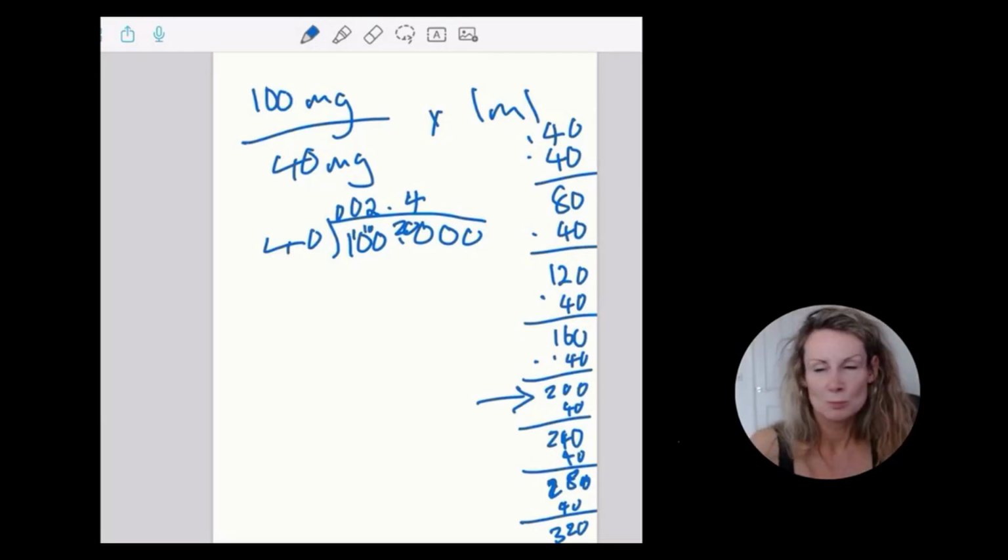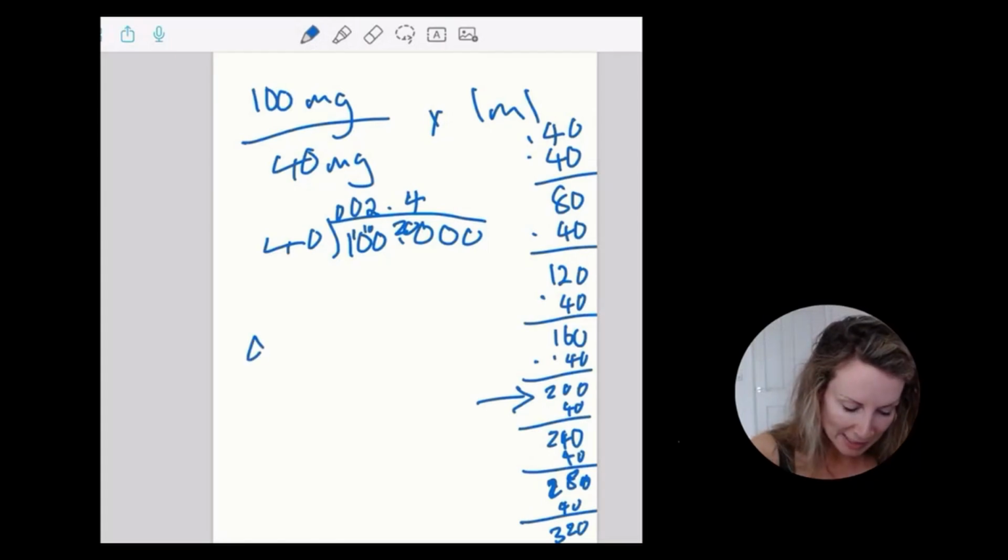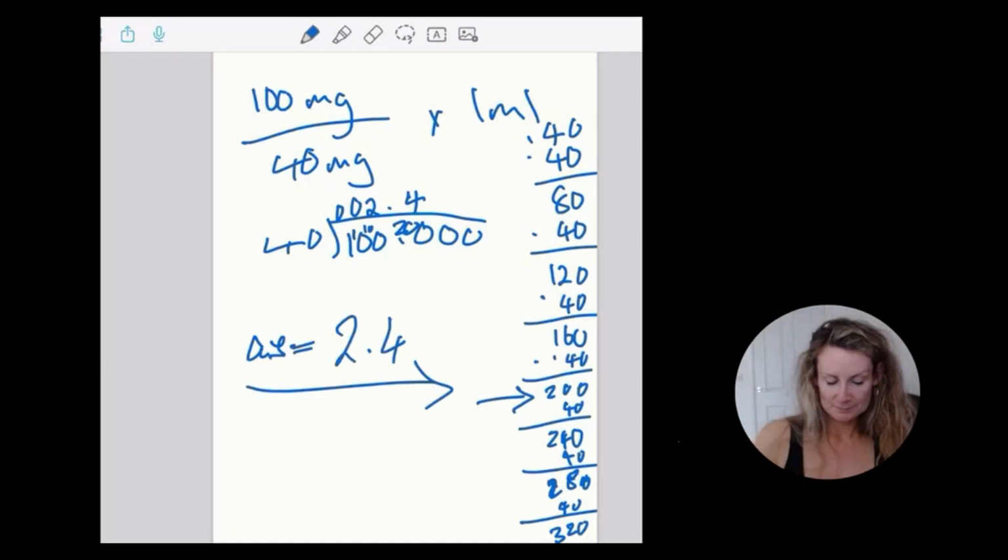Not sure. 40. We don't have any, because it was 200, so it went in 4 times. There was nothing left. So your answer equals 2.4. Okay, 2.4.